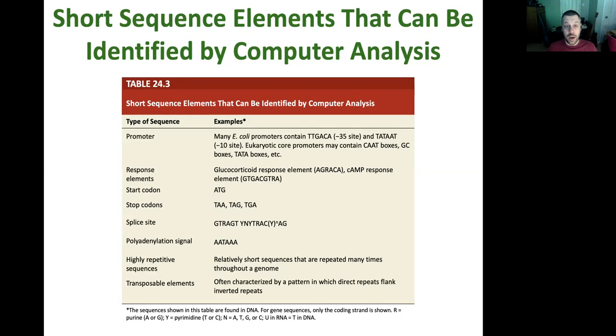Response elements, those are enhancers, right? Like the glucocorticoid response elements that we looked at previously. You could pick out start codons, stop codons, splice sites are known, polyadenylation signals are known, and there's plenty of other sequence elements that these programs can pick out for you, obviously in a much quicker way than you can do using the human eye.